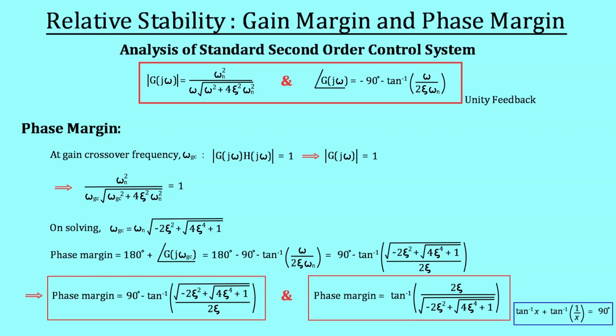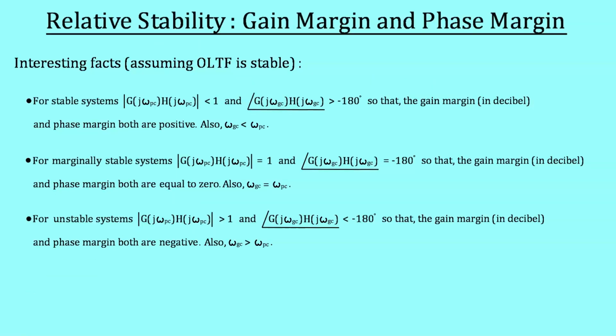There are a few more interesting facts which you should know, assuming the open loop transfer function is itself stable. Keep in mind, for finding the relative stability of a system, we first have to find its open loop transfer function, and here it is assumed that the open loop transfer function is stable itself. Then only these 3 points will be applicable. For a stable system, the gain of the open loop transfer function at phase crossover frequency is smaller than 1, and the phase shift at gain crossover frequency will be greater than minus 180 degrees, so that the gain margin and phase margin both are positive. Also, the gain crossover frequency is smaller than the phase crossover frequency.